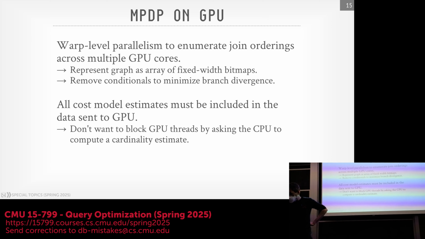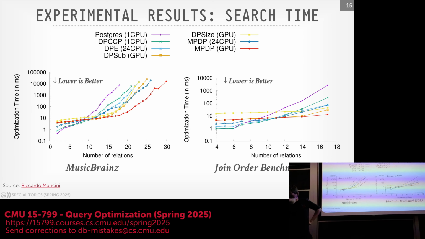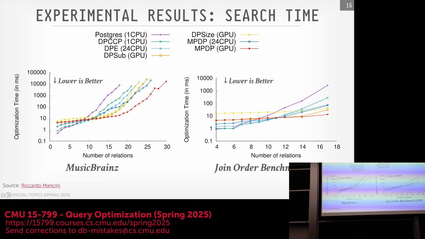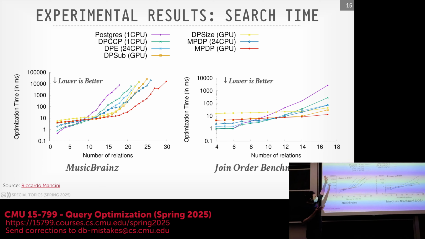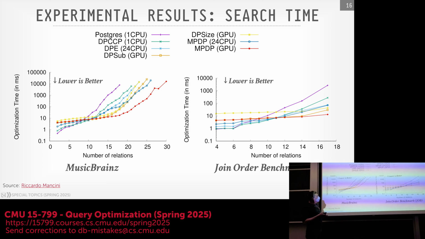Okay, so this paper's got results, which is another reason I like it, right? So I'm going to cherry pick 3 graphs. The first one is going to be, what is the search time for these different methods? The DP, CPP, CCP, that's the sort of graph-based one. It's a precursor to the hyper one.